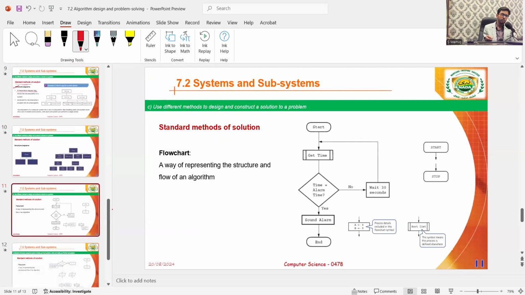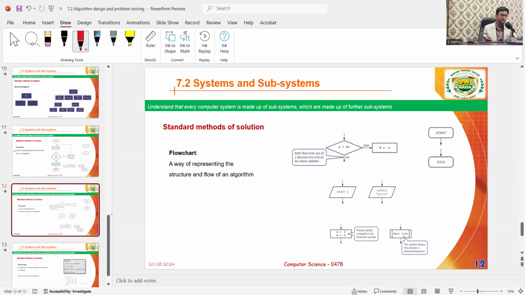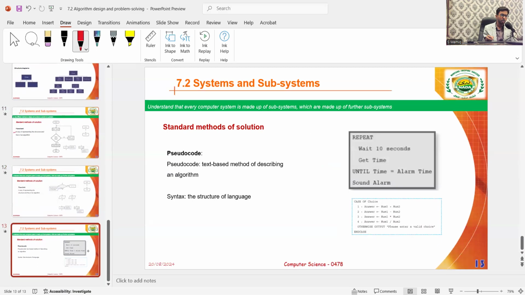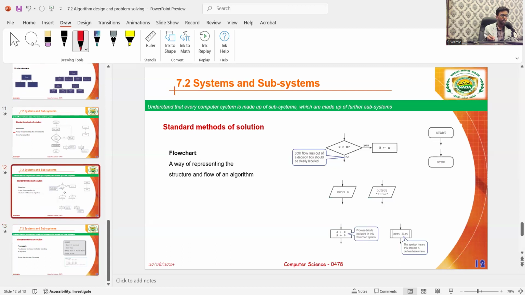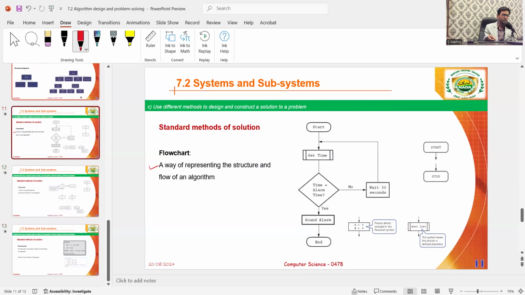Flow charts, we have already discussed this. That is basically a way of representing the structure. And the flow chart is a standard method of solution. Pseudocode is just a text-based method of describing an algorithm, right? That is describing your algorithm, how your programming language is supposed to behave. So flow chart is done, all of this is done.